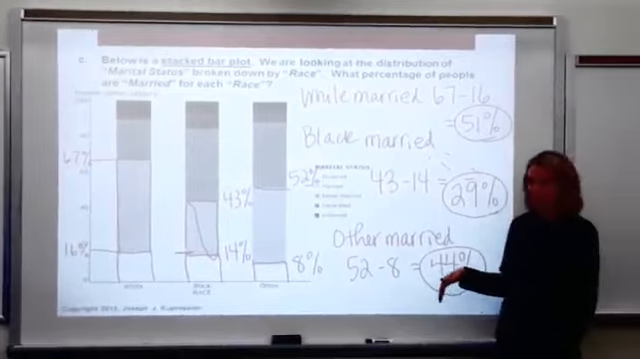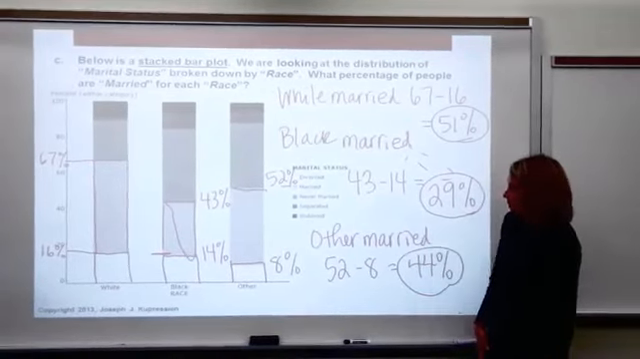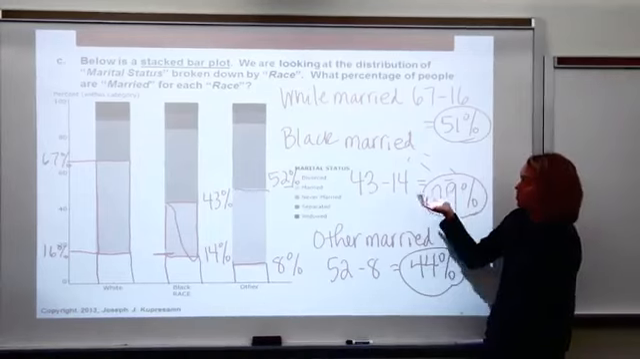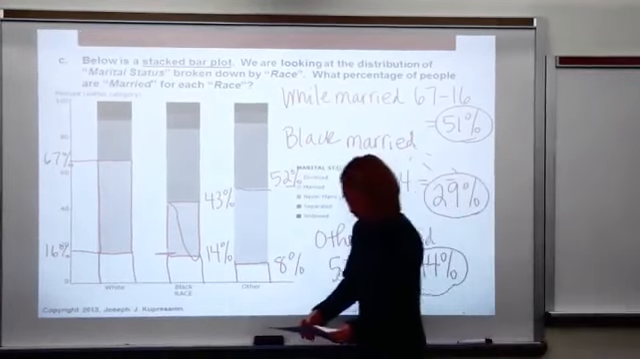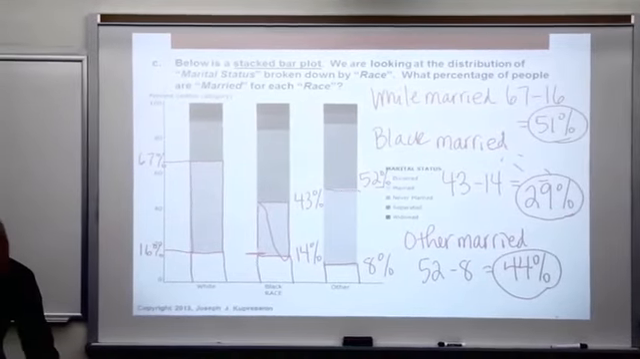So the percentage that are married varies by their race. They're not all the same. We could have done that for any of the categories. We just happened to pick married for this one. So I think we've got one last question.